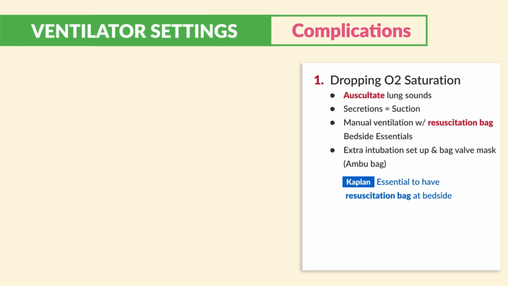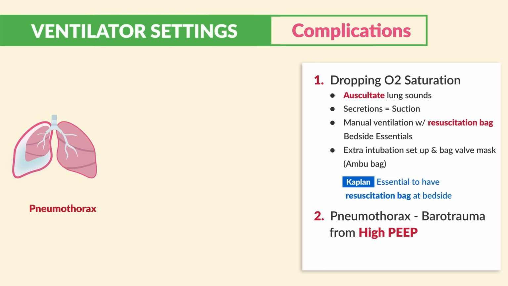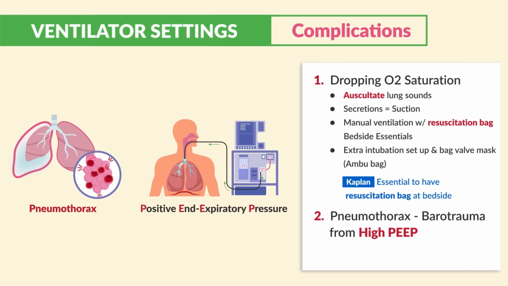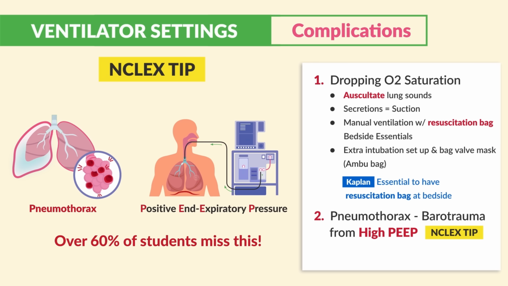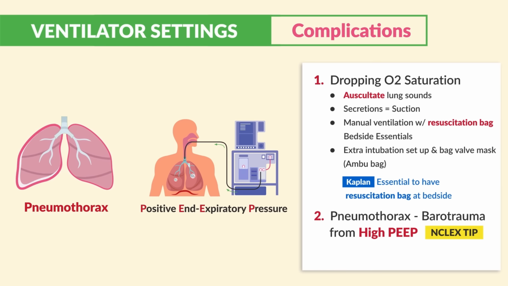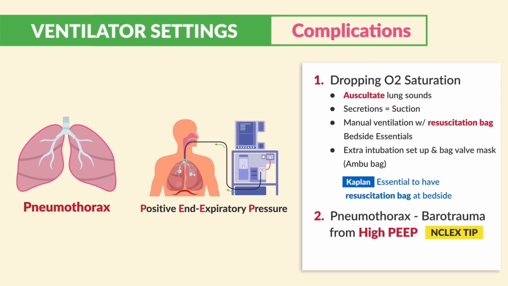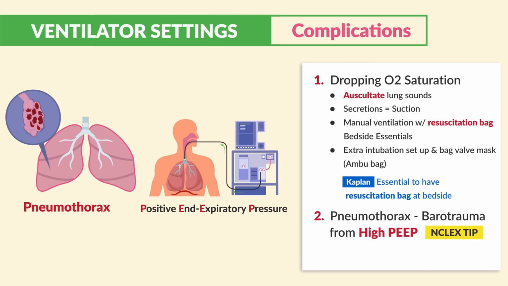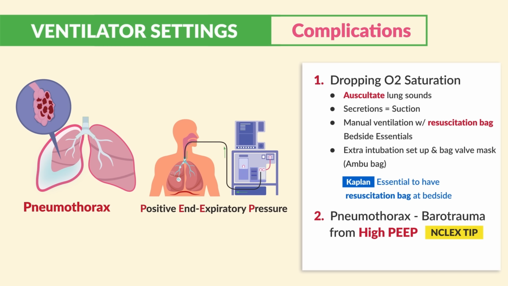Now, other complications, as mentioned before, is a pneumothorax or that popped lung from barotrauma caused by that high PEEP. Huge NCLEX tip here, so write down these key terms. Over 60% of students miss this. The pneumothorax is a popped lung from too much positive pressure from that vent, aka PEEP, which ruptures the little alveoli in the lungs, and now air is trapped inside the pleural space.